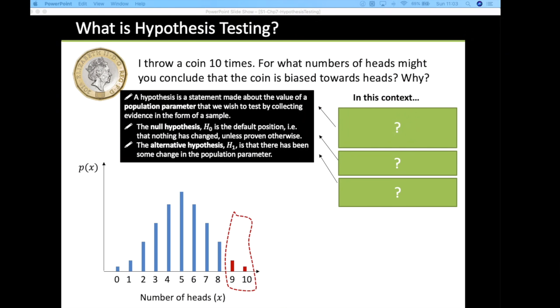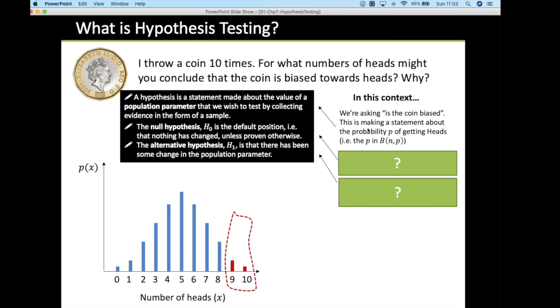So a hypothesis test is a statement made about the values of a population parameter that we wish to test by collecting evidence from a sample. So in this context, what we're asking is, is the coin biased? So this is making a statement about the probability of getting heads. Now we're not talking about heads and tails here. We're talking about just getting heads. So we know the probability of getting heads is 0.5, and we know this follows a binomial distribution if we're doing it 10 times. Okay.